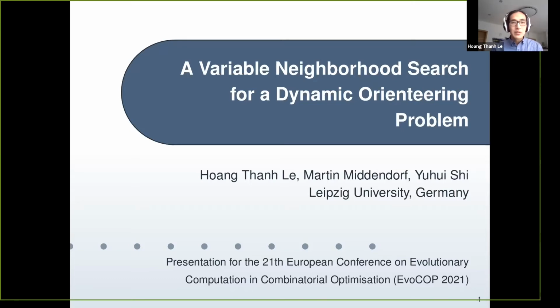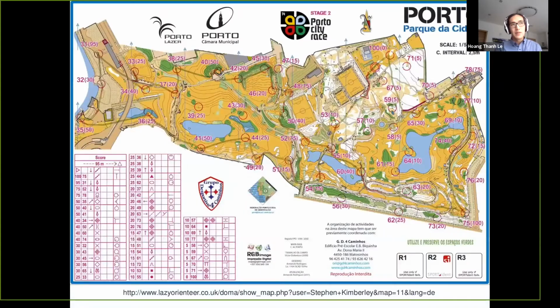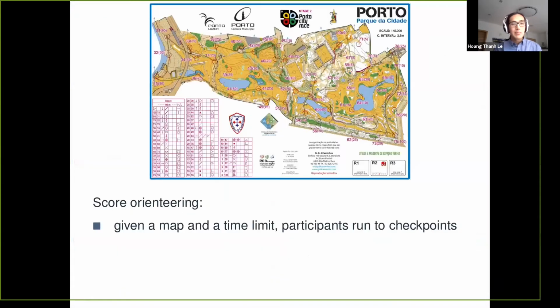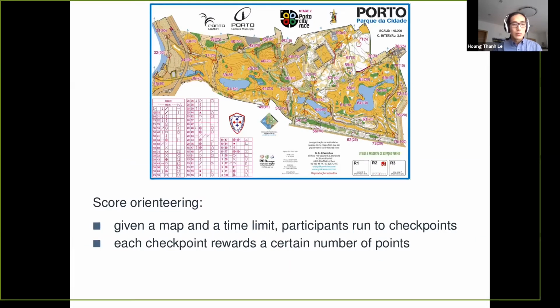The orienteering problem is derived from a sport that is known as score orienteering, where participants are given a map that looks a bit like this. On this map, you can see that there are many points spread throughout the map, which are numbered, and each of which has a value assigned to it. Given this map and a time limit, the participants have to run to these so-called checkpoints. Each of these checkpoints rewards the participant a certain number of points. The goal is to collect as many points as possible within the time limit.